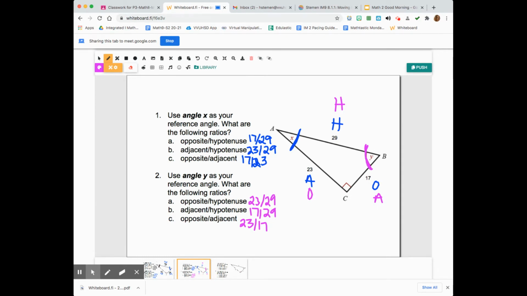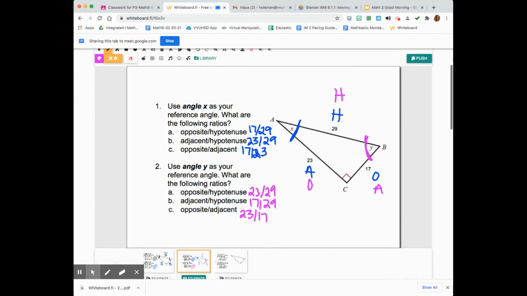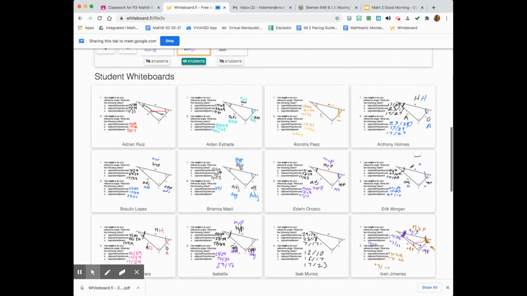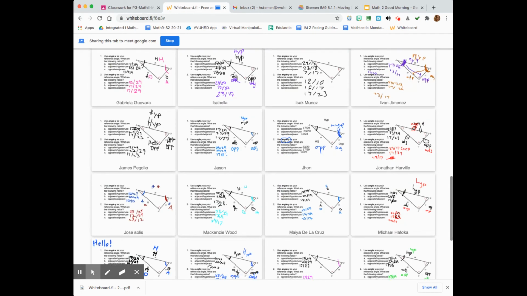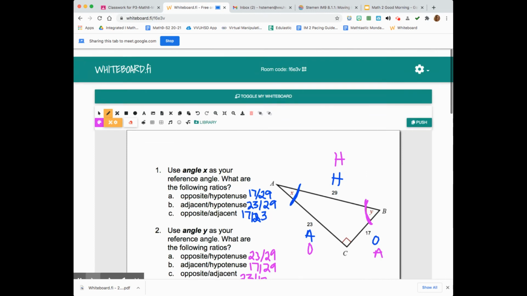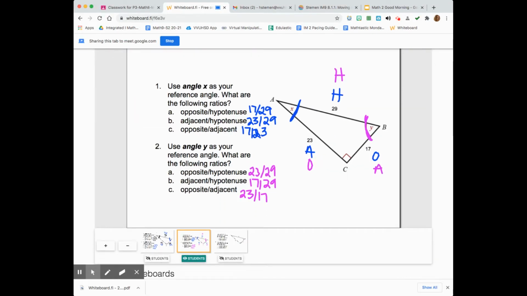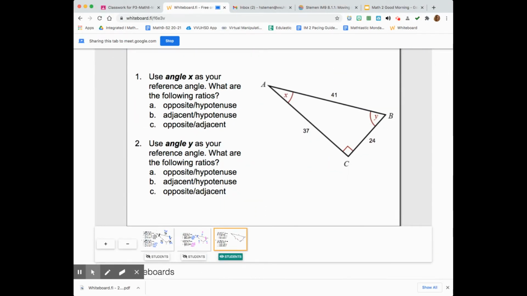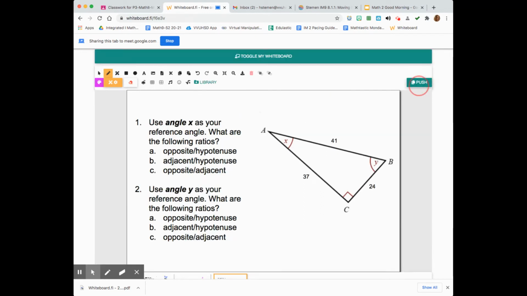So it looks really good, guys. I think everybody got this one right. And let me just double check. And it looks like everybody wrote it down. Excellent job. All right, so we're gonna do one more, and then we're gonna move on to our triangle cutout. All right, so here we go. Pushing to you guys. As soon as you get it, you can fill it out.